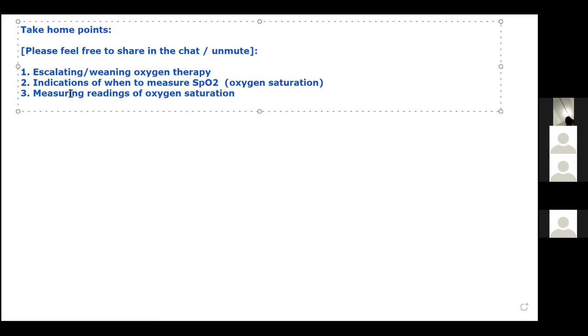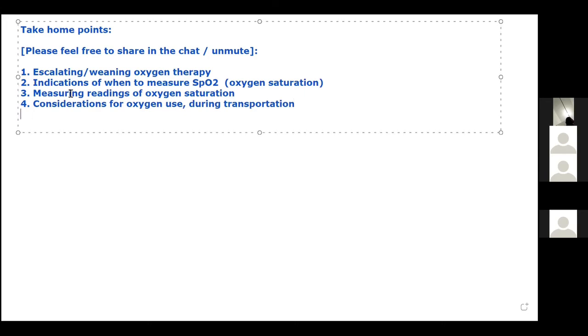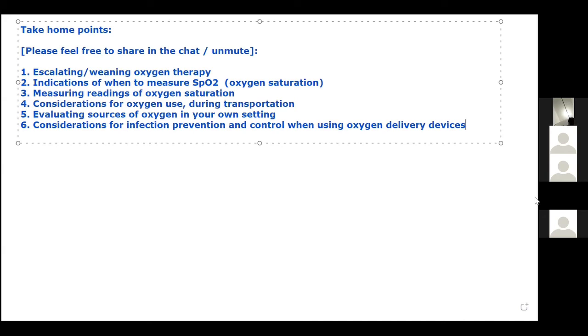So the fourth one is considerations for oxygen use during transportation. And evaluating the sources of oxygen in our own setting. And consideration for infection control while using oxygen delivery device and SpO2. It's a good list, I think. People started very quiet, but I think they got a lot from this discussion.